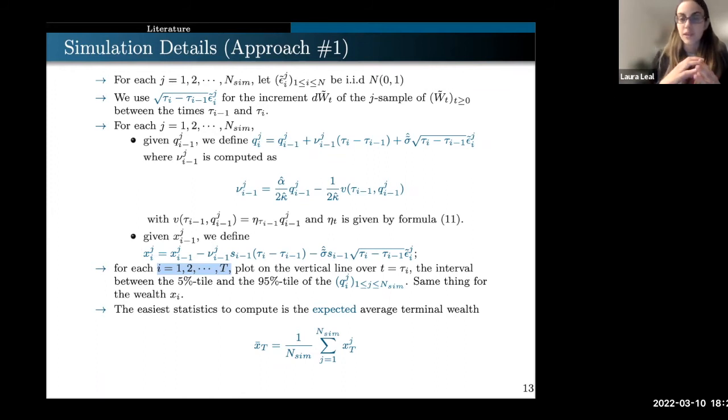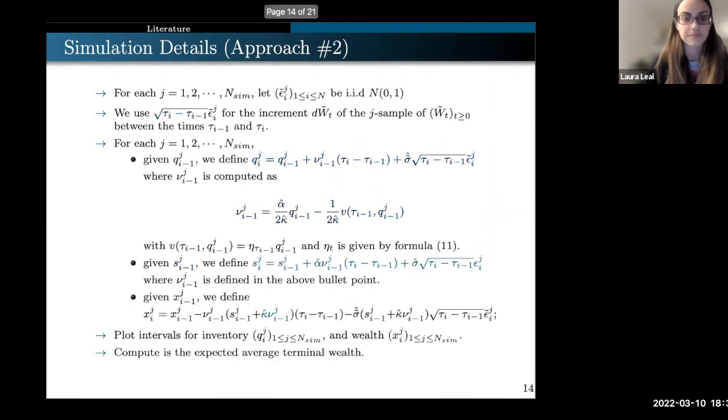And we do the same thing for the wealth. So we're gonna have a region for which we have these processes ranging to and from, right? And then the easiest statistics to compute is the terminal wealth of the agent. So we're gonna compare how much Citadel spent to buy some stock versus how much the Monte Carlo simulations spent to buy the stock.